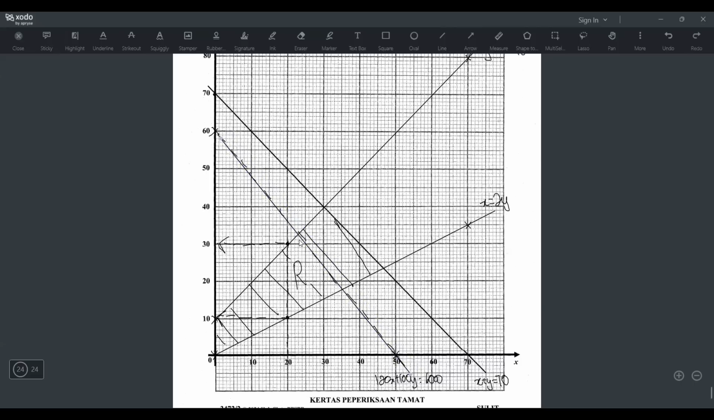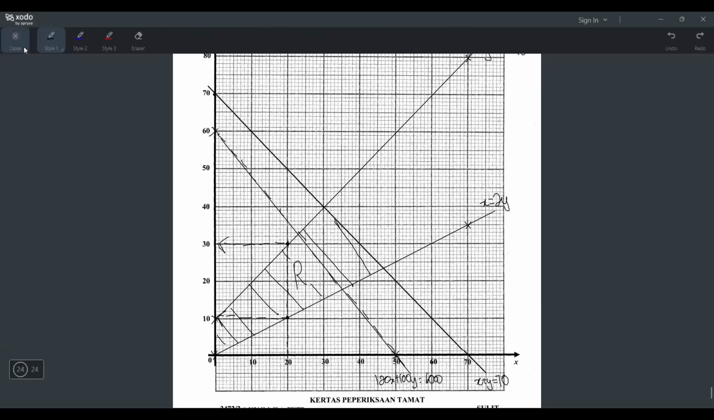So the answer will always be at the bucu. Bucu means the vertex. This bucu. Ini bucu. Okay. The vertex, the vertices. Jawapan dia mesti berada di bucu. But which bucu? I don't know. You have to slide until the last bucu, right?